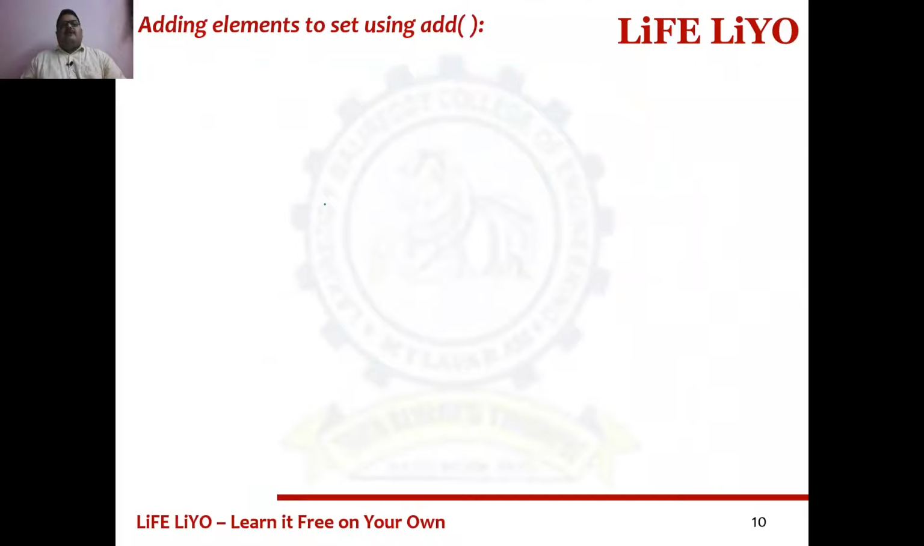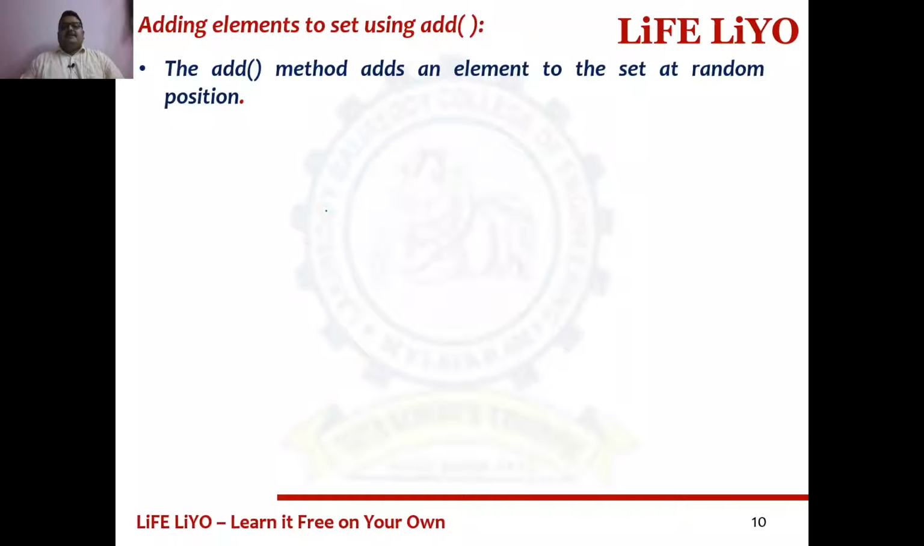How to add the new items? To add new items, one of the methods is the add method. What is this add method going to do? Whenever you use the add method, it is going to add only a single element to our set, and that too at a random position. The add method adds an element to the set at a random position.